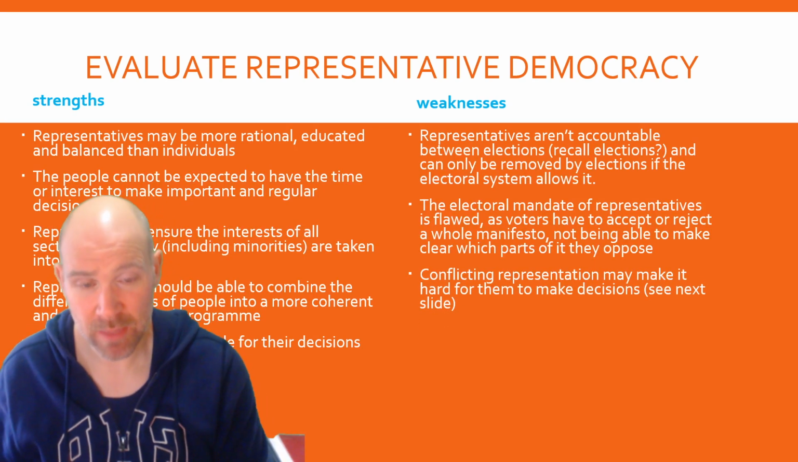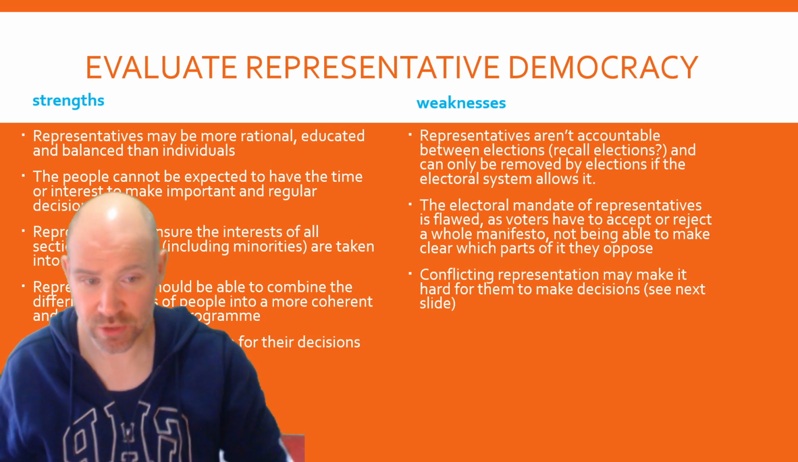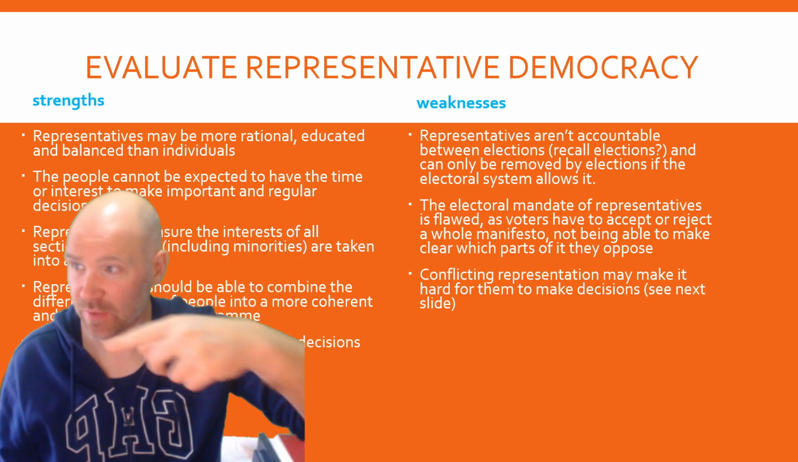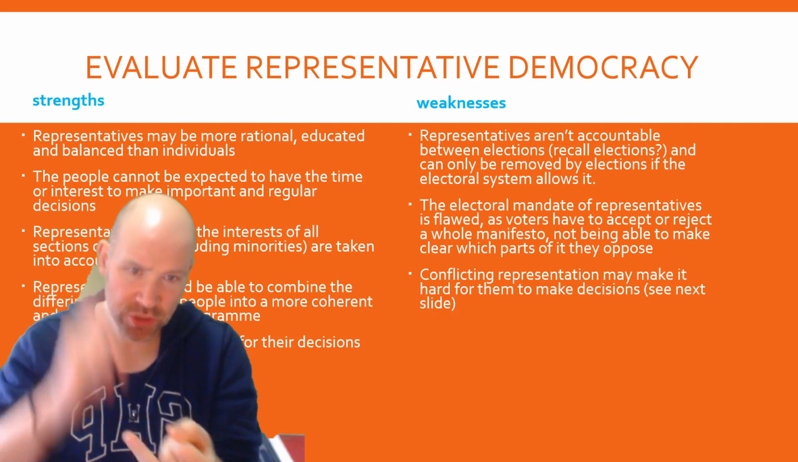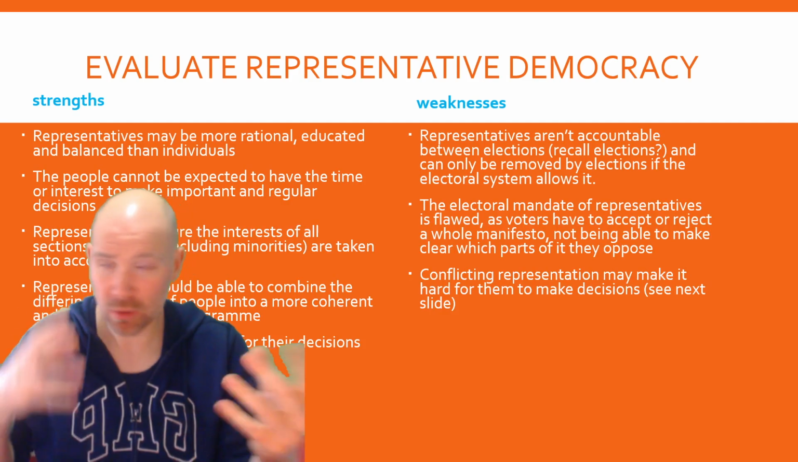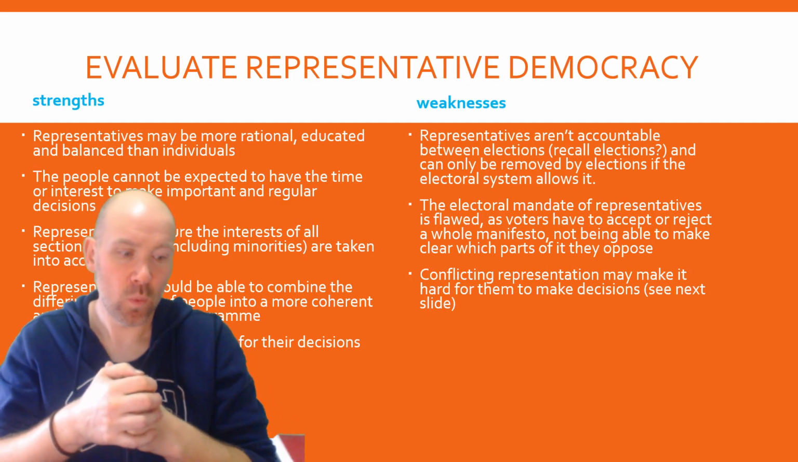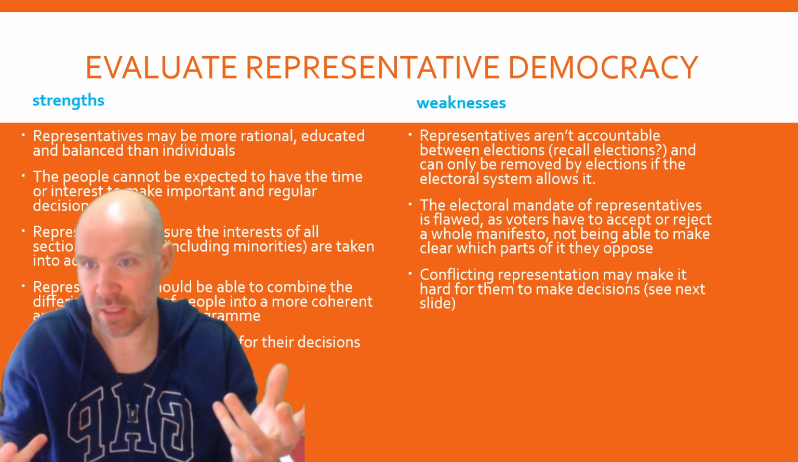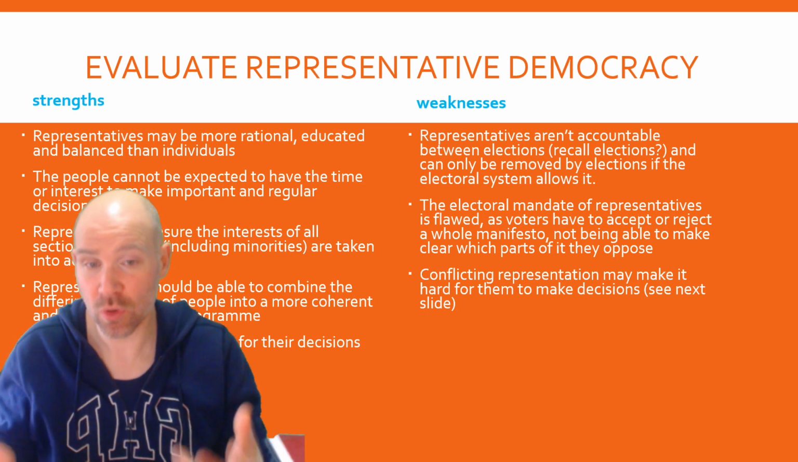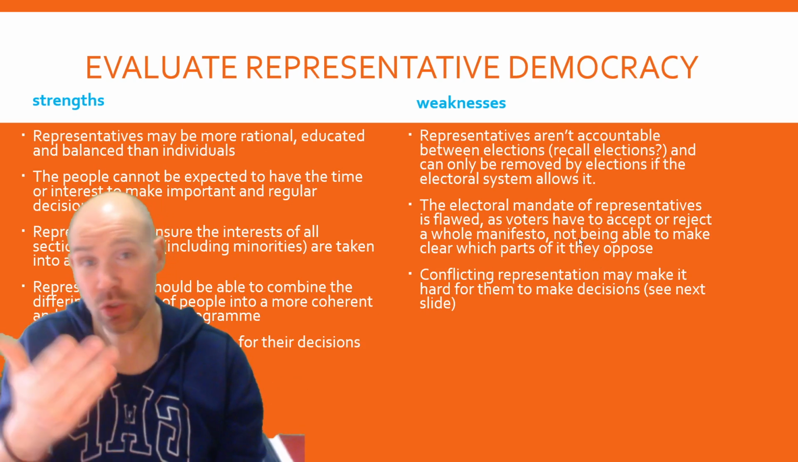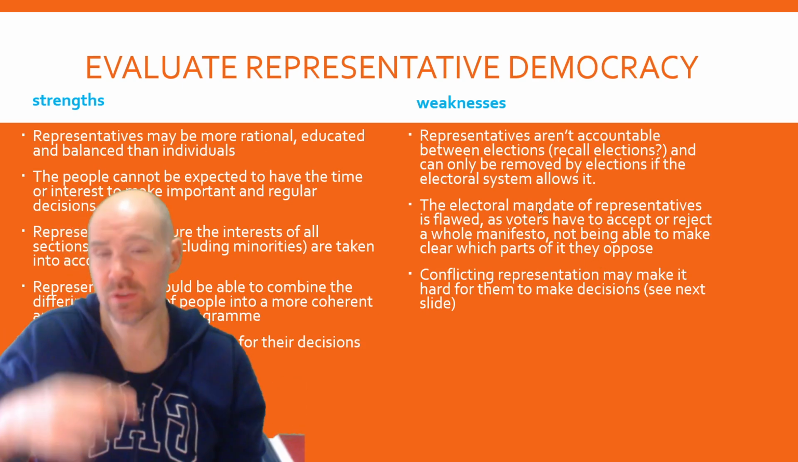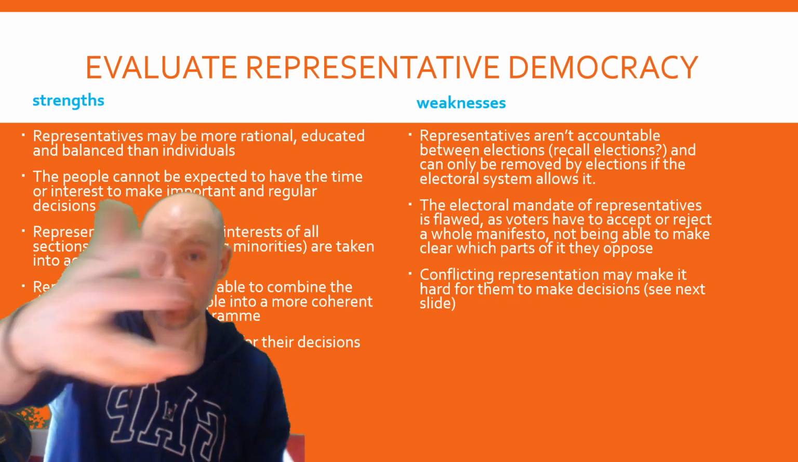Conflicting representation may make it hard for MPs to make decisions. It actually says see next slide, but I mean the previous slide. You know, whether the party representation, delegate model, Burkean model, an MP may be pulled in different directions by different factors, which might make their decision making not helpful or not really work properly, or might make you as a constituent frustrated.